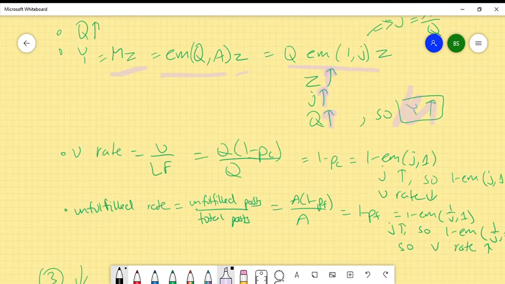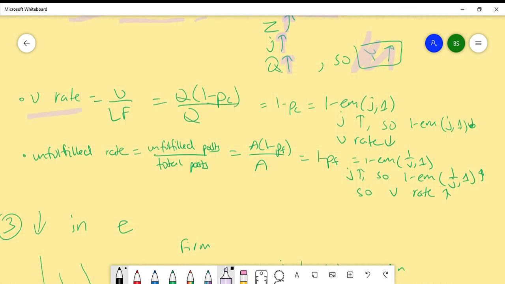So next we look at the unemployment rate. That's unemployed over labor force, Q times 1 minus PC over Q. We have J increasing, and if J increases, then this thing increases, which means that 1 minus this thing decreases. So the unemployment rate decreases.